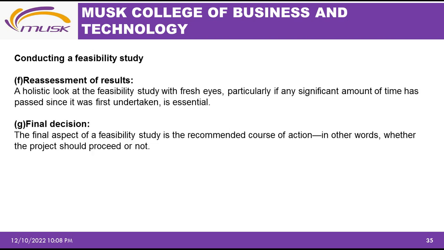And then finally we do a reassessment of results. We have a holistic look at the feasibility study with fresh eyes, particularly if any significant amount of time has passed since it was first undertaken. So at some point we can reassess or review what we did on our feasibility study, and then we make the final decision. The final aspect of a feasibility study is the recommended course of action. In other words, it is here that we say whether the project should proceed or not.